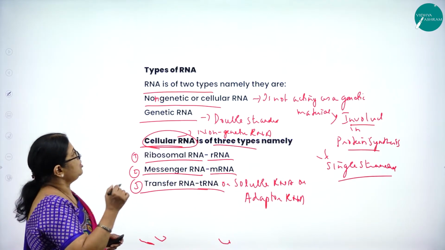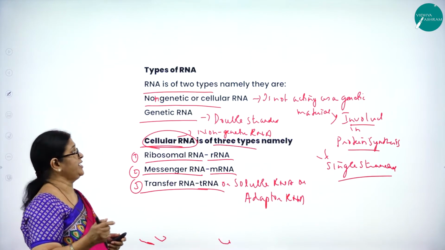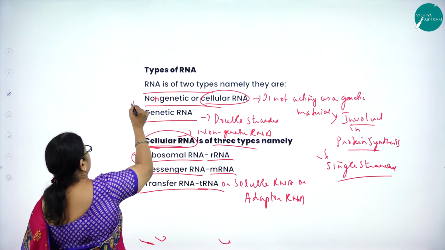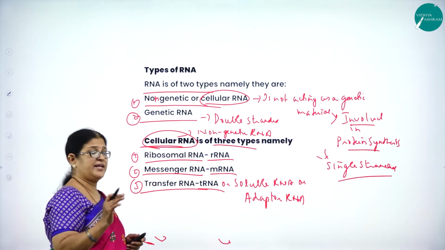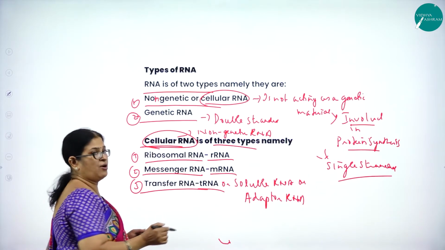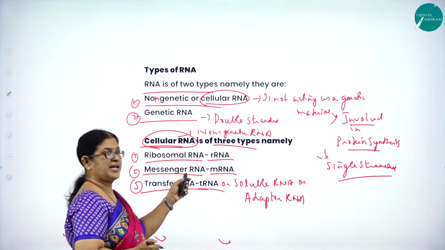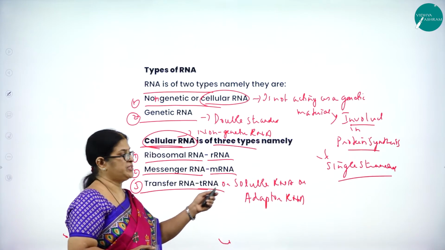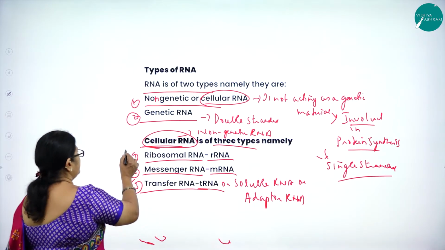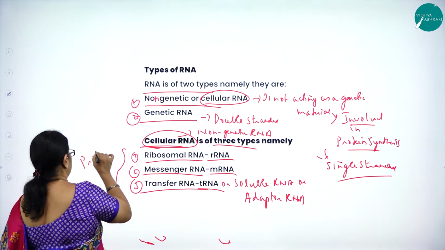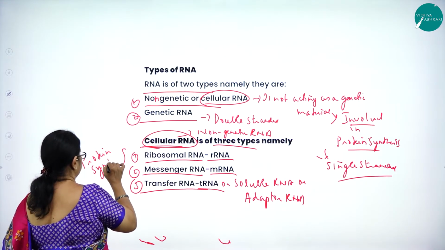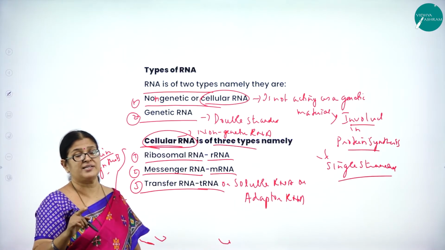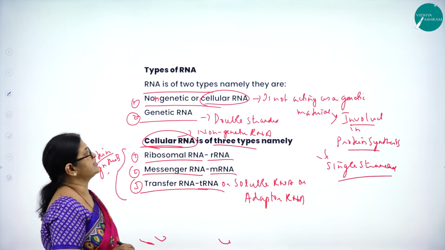So, what are the types of RNA? There are 2 types: non-genetic RNA, which is also called cellular RNA, and the other one is genetic RNA. Cellular RNA is of 3 types: ribosomal RNA, or rRNA; messenger RNA, or mRNA; then tRNA, that is transfer RNA, which is also called soluble RNA or adapter. So the very function of all these 3 is what? Protein synthesis. And genetic RNA is always double-stranded when it is acting as a genetic material in some viruses.